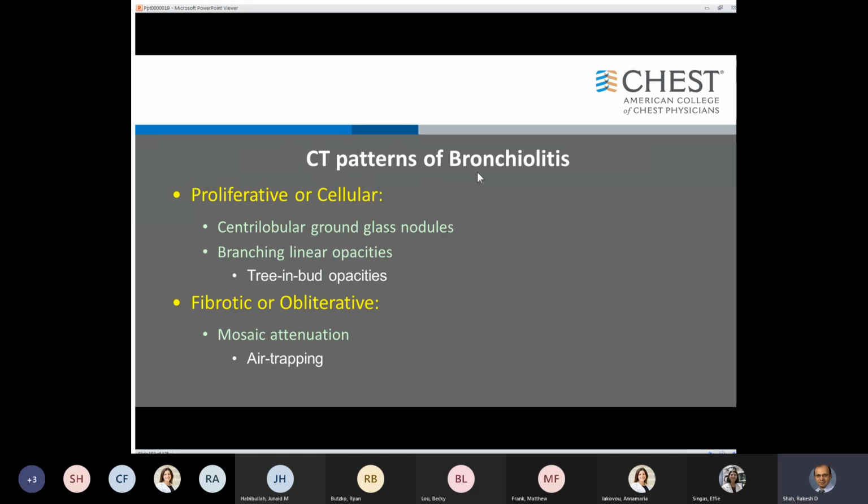What does bronchiolitis look like on the CT? If it is proliferative, then you're going to see two main findings. You will see centrilobular ground-glass nodules, and then you'll see branching tubular opacities, or what we refer to as tree and bud. If those distal airways are completely obliterated, and that's what you're dealing with, a constrictive or fibrotic obliterative bronchiolitis, then those are not going to be visible, but what you will see is an indirect sign of it, which is mosaic attenuation or air trapping.